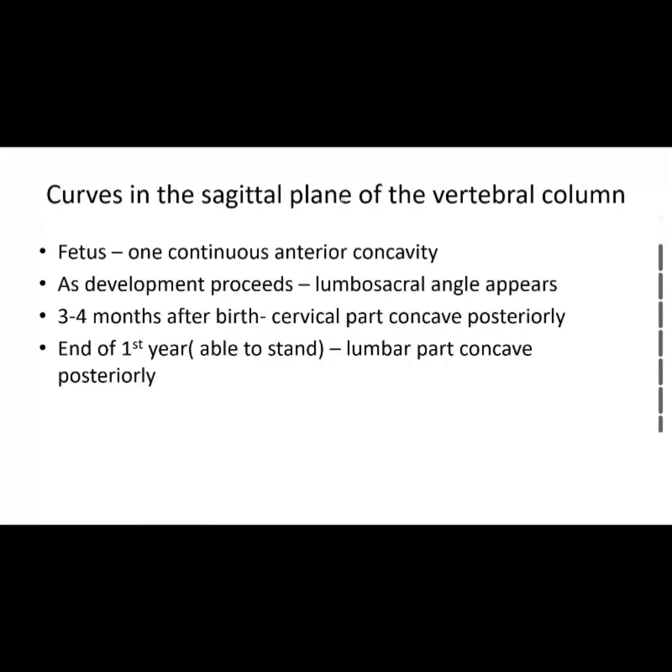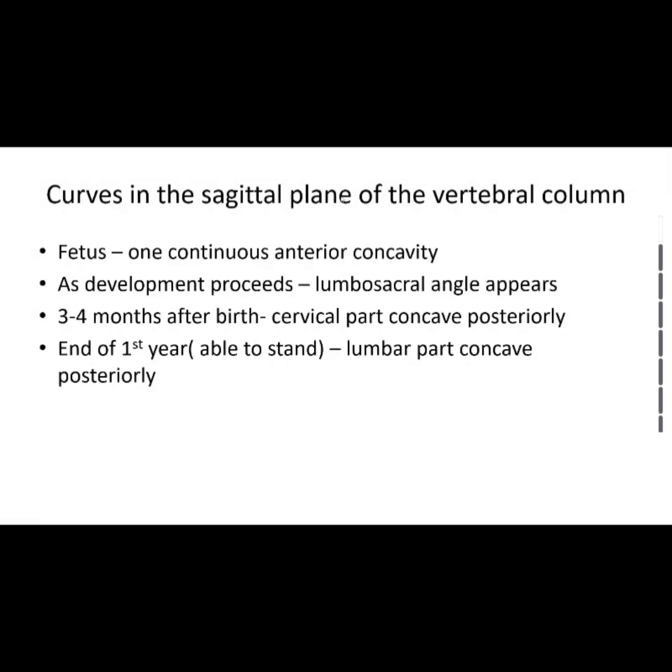As development proceeds, the lumbosacral angle appears. Then, 3 to 4 months after birth, the cervical part, concave posteriorly, starts appearing. So if you look posteriorly, it's concave. That is the first part. Once the baby is able to start controlling their head, the cervical concavity posteriorly starts appearing.